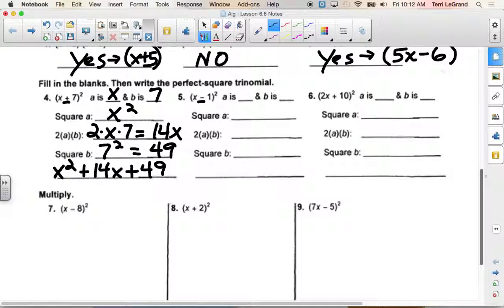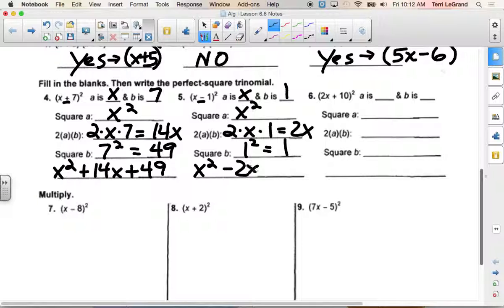Okay, what's our a value here? X. What's our b value? Just 1. Don't worry about that subtraction. It's just 1. So squaring a means we got to square x. 2 times a times b means 2 times x times 1. What do we get? 2x. Square b, that's 1. 1 squared is 1.